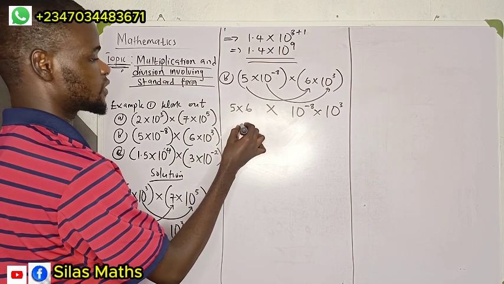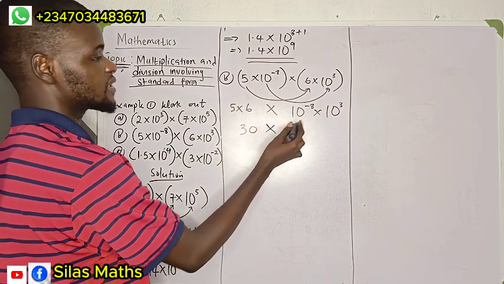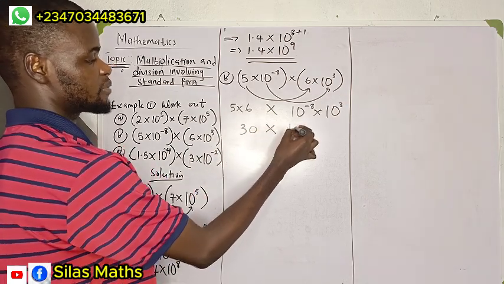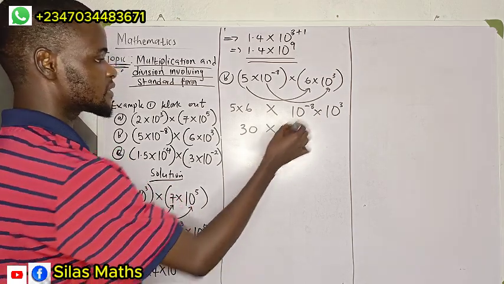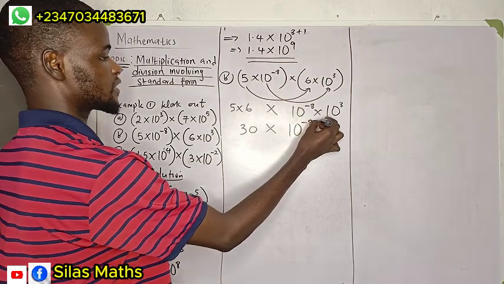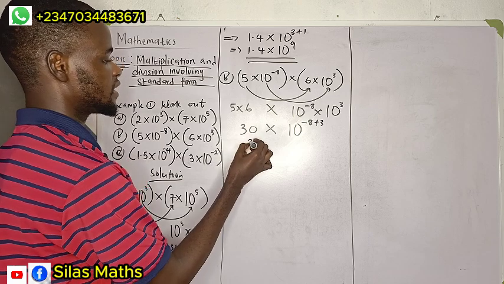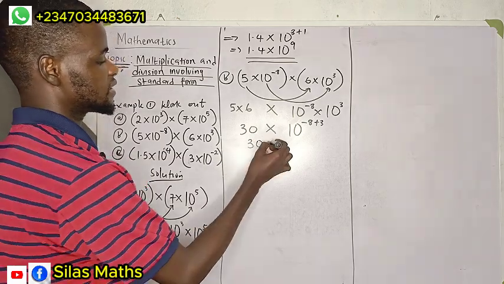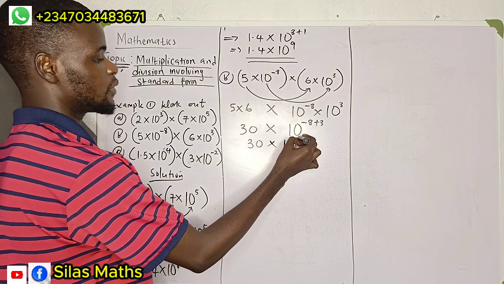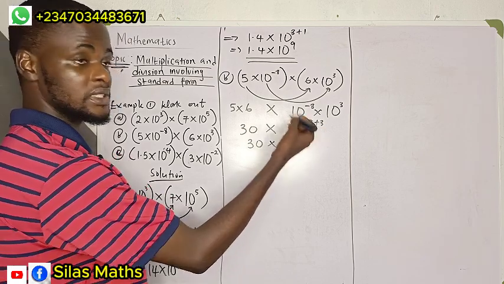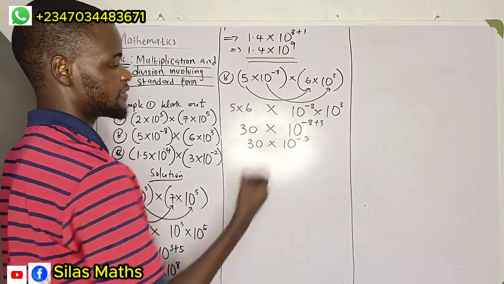5 times 6 will give us 30, times, you add the powers of the exponent here because they are of the same base. So we have negative 8 plus 3. That will give me 30 times 10 to the power of what? Negative 8 plus 3 is going to give us negative 5.